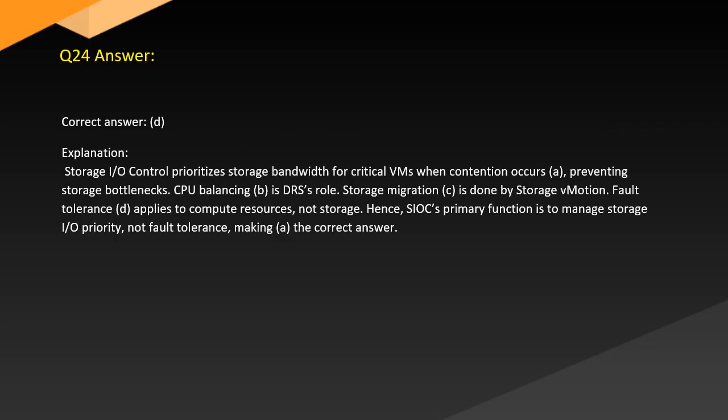Answer. Correct answer, D. Explanation. Storage I/O Control prioritizes storage bandwidth for critical VMs when contention occurs. A. Preventing storage bottlenecks. CPU balancing. B is DRS's role. Storage migration. C is done by Storage vMotion. Fault tolerance. D applies to compute resources, not storage. Hence, SIOC's primary function is to manage storage I/O priority, not fault tolerance, making A the correct answer.